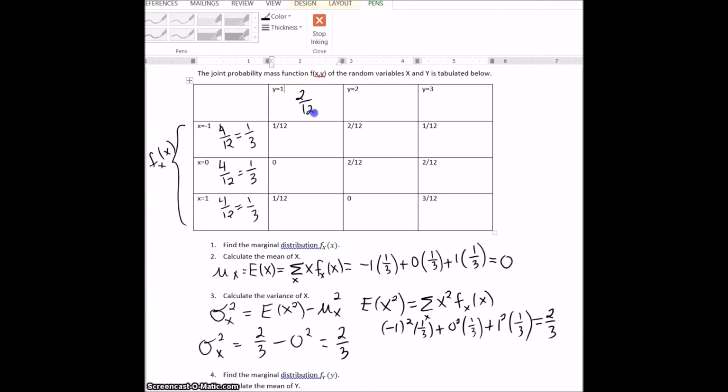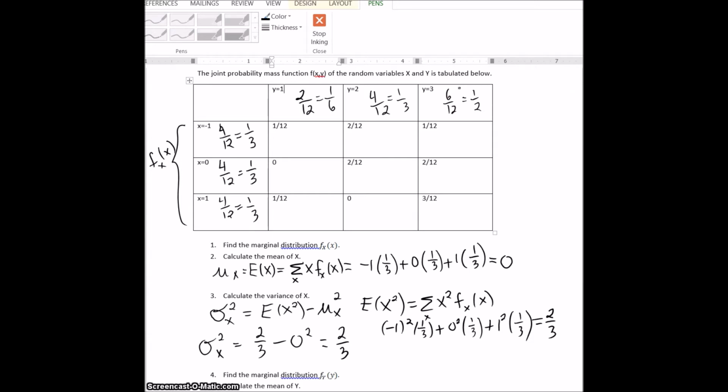Should be getting 2/12. For y equals 2, I get 2 twelfths plus 2 twelfths is 4 twelfths. And for y equals 3, I get 1 twelfth plus 2 twelfths plus 3 twelfths is 6 twelfths. So this is 1/2, 1/3, and 1/6. And again, these probabilities need to sum to 1, and they do.